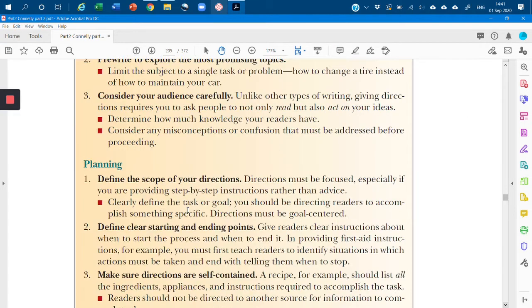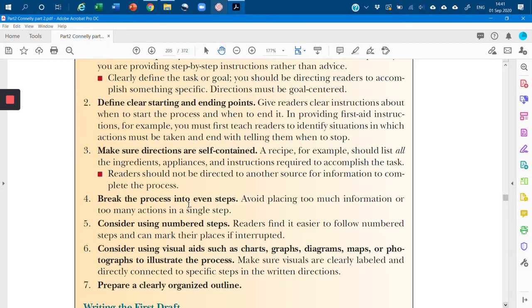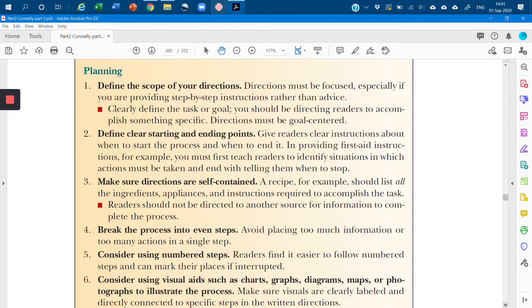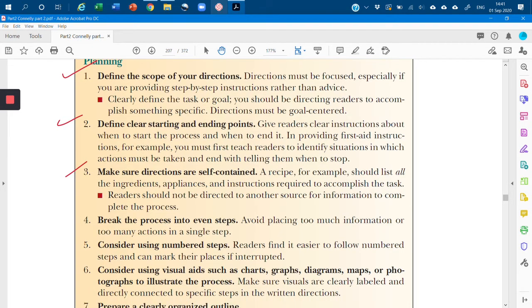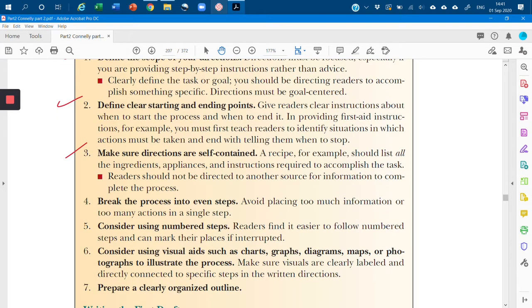So when you are planning that, remember for step by step, you need to look at, one, the scope. You have to have clear starting and ending points. The directions are self-contained, so they shouldn't need any additional information that you don't include, and break it into easy steps so that it can be easily understood. Numbering is good so they don't get lost. If they lose their place, they can always go back and find it again.